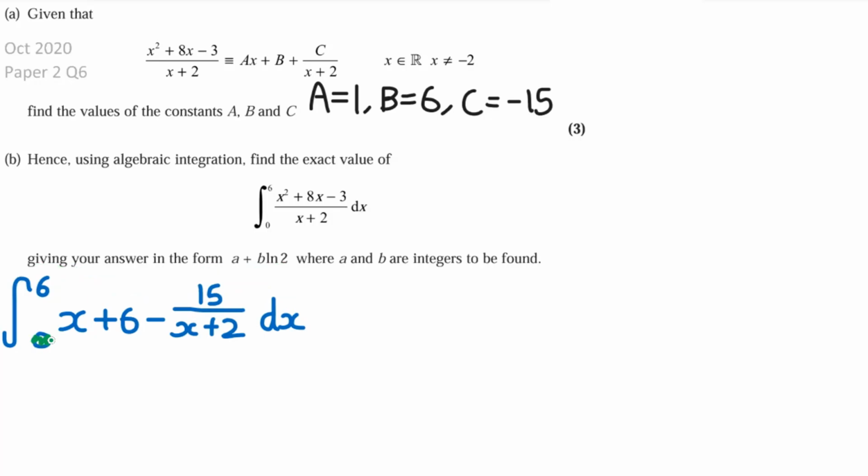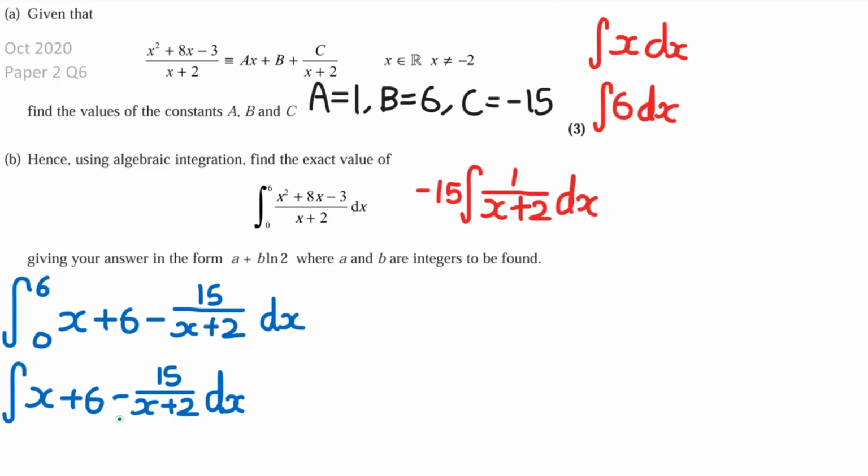As it's a definite integral, we don't need to worry about the limits at the start. We first need to focus on integrating x plus 6 minus 15 over x plus 2. We have three terms, so let's consider them individually. If we start with x, this is just simple year 1 integration. When you integrate x, it's equal to half x squared, and similarly, if you integrate 6, it's equal to 6x. For the minus 15 over x plus 2, I've taken the minus 15 out of the integral.